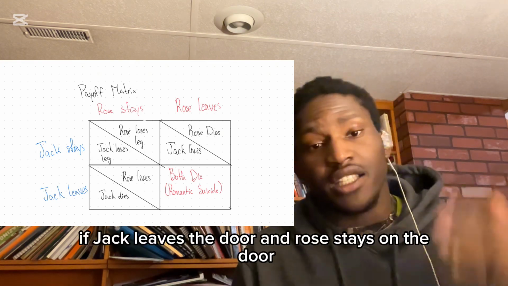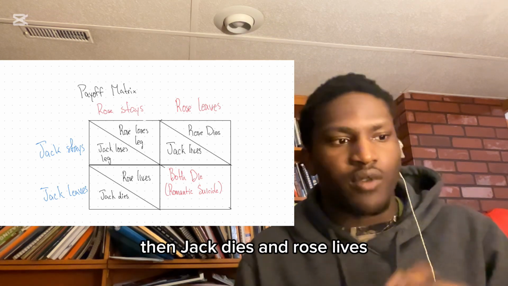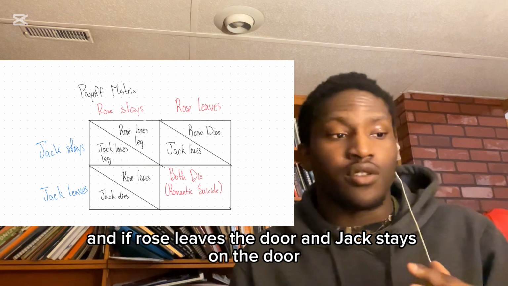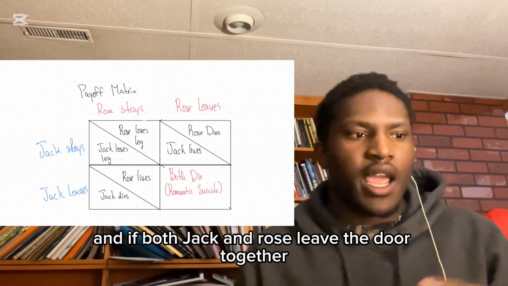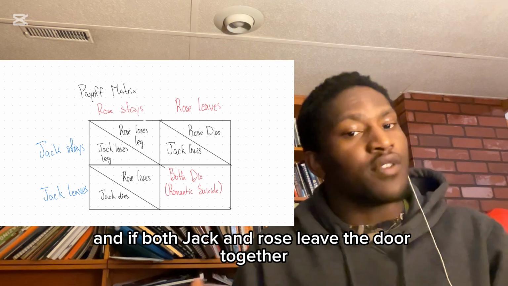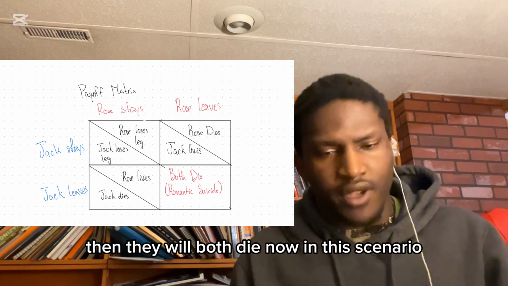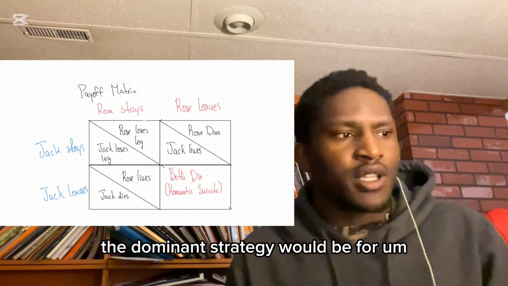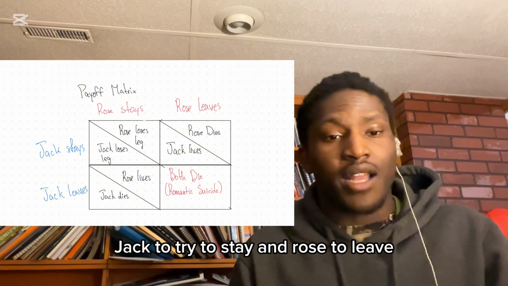However, if Jack leaves the door and Rose stays on the door, then Jack dies and Rose lives. And if Rose leaves the door and Jack stays on the door, then Jack will live and Rose will die. And if both Jack and Rose leave the door together and decide to sacrifice themselves for some reason, then they will both die.